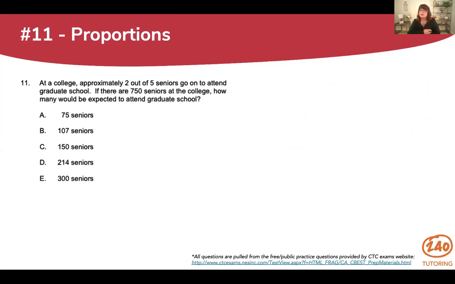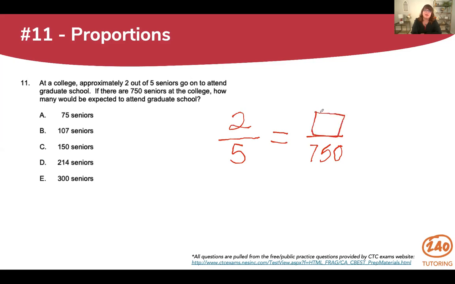So again, we're going to set this up as a ratio. So that part or that share, 2 out of 5 seniors. And we know there are a total of 750 seniors. So I'm going to take this and set it up as a proportion. 2 out of 5 is going to equal something out of 750. Once you see how to set this up, I bet a bunch of you are like, now I know how to do this, because you remember the trick that you were taught in school to cross multiply and divide.